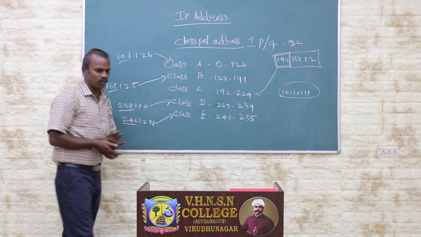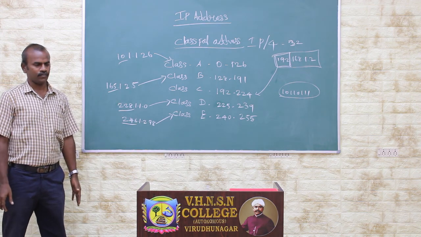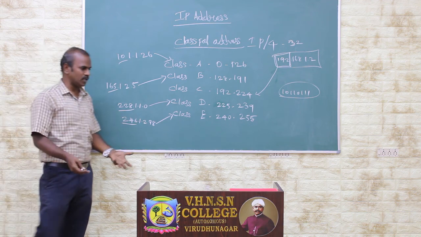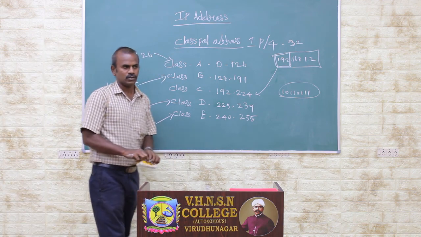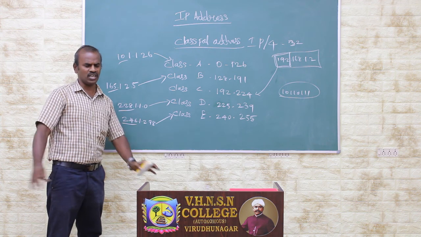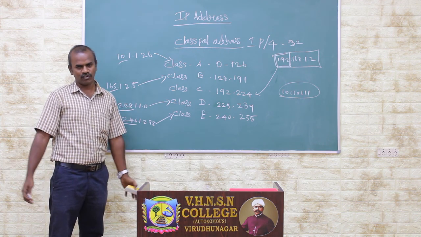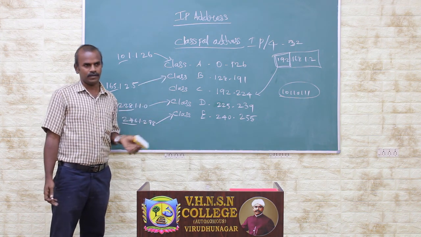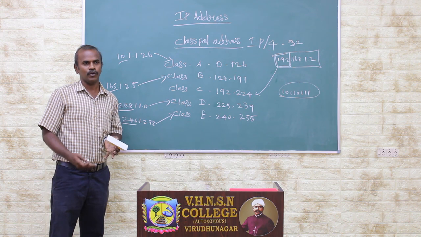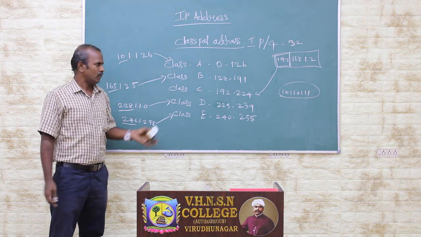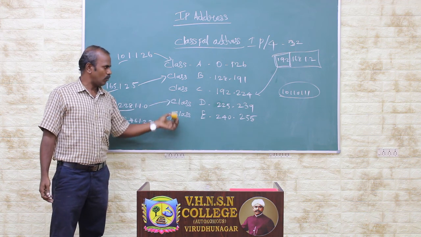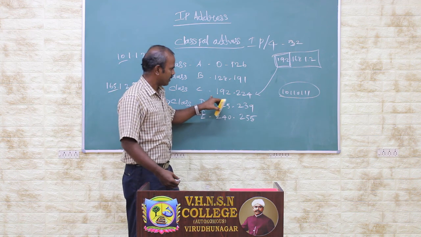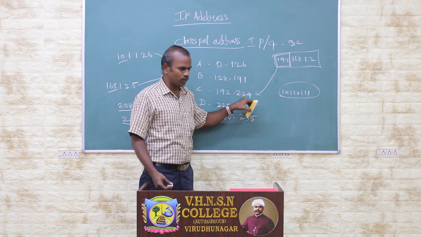What is the purpose of this classification of addresses? Because of how it is used, or how many systems are used in our networks. Suppose we are using huge networks like Apple or Microsoft, those kinds of companies adopt class A types because they are using a large number of computers.